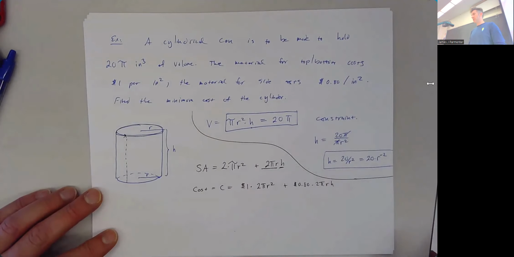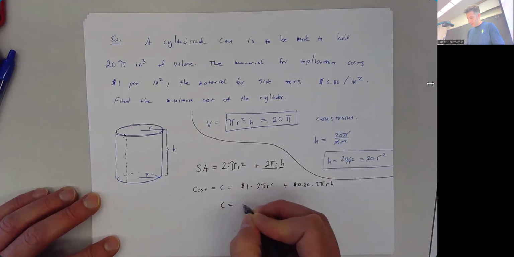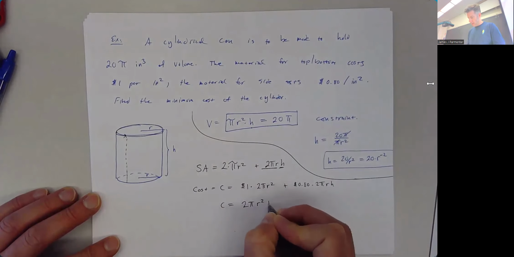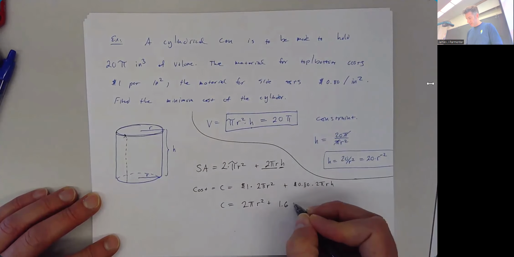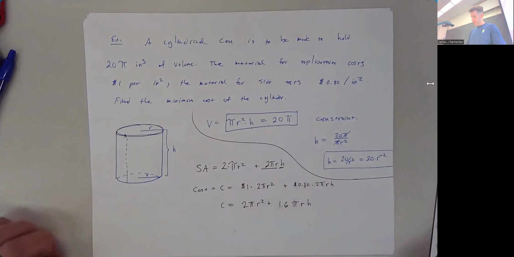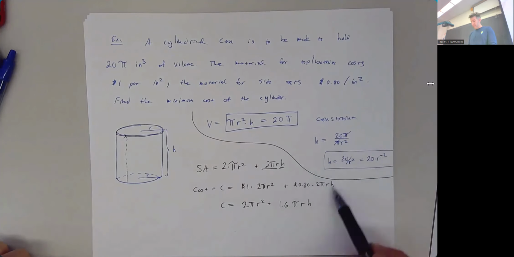And then I'm going to dispose of the dollar signs. I'm going to write the dollar signs. So the cost here is going to be 2 pi r squared plus 0.8 times 2 is 1.6 pi r h. And certainly it looks to me from this thing I'm trying to minimize, that it's definitely the right call to solve for h over here, right? Solving for h, I don't have to plug in right there.